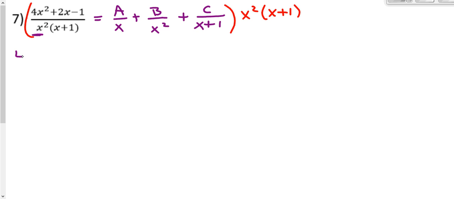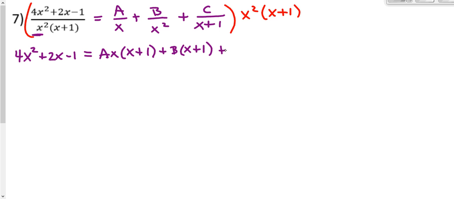So we get 4x squared plus 2x minus 1 is equal to a times x plus 1 plus b times x plus 1 plus c x squared. And now I'm going to let x equal 0, and I get negative 1 equals, we have 0, we end with 0, and in the middle we have b times 1. So negative 1 equals b.